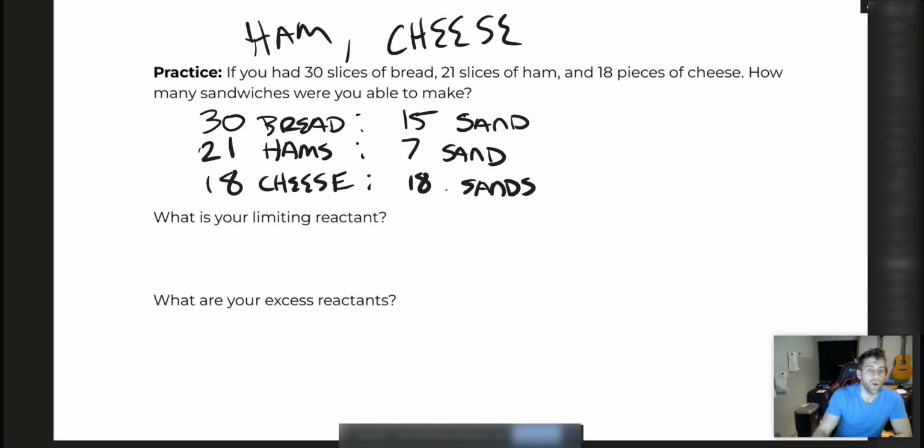So we're able to make a different amount for each ingredient that we have here, based on how much of it we have. Well, clearly this ham is holding us back. We can only make 7 sandwiches with this ham. So we are limited due to our ham. Our ham is holding us back, leaving us with more bread and more cheese.